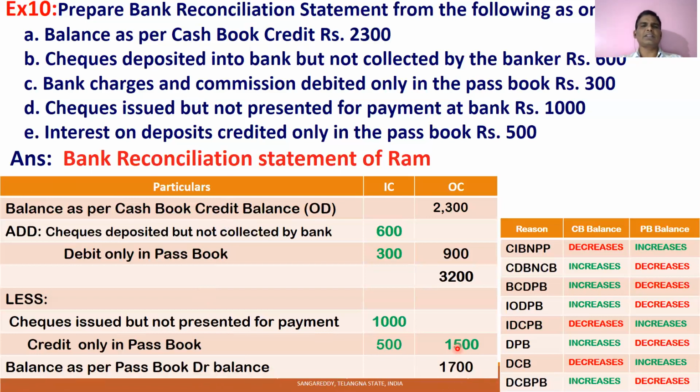So what is the new point in OD balance? In BRS, simply, in an OD balance, if the book balance increases, add. If the book balance decreases, less. This is the simple point.